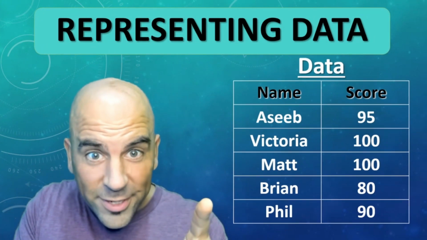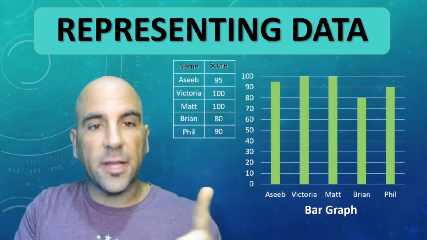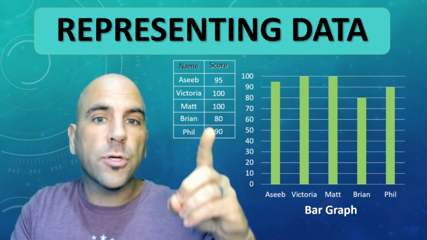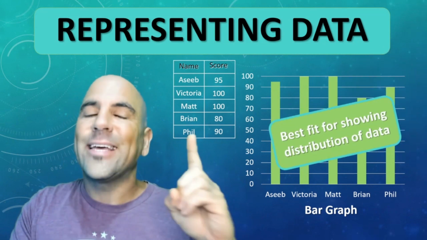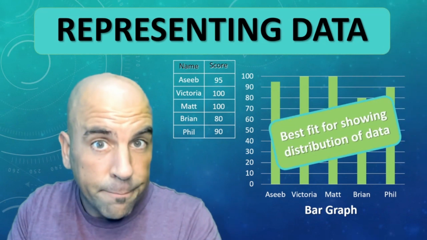Another way we could show this data is a bar graph. That's right. Look, we've got the names along the horizontal x-axis, and we've got the possible scores going vertically along the y-axis. Now, a bar graph is the best fit for showing distribution of data.